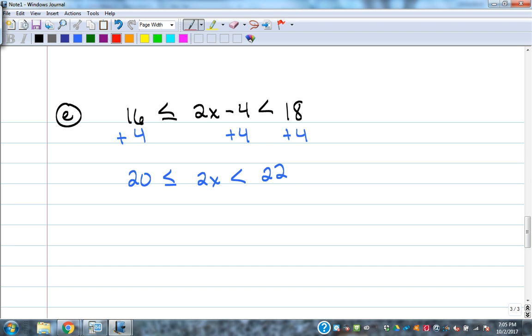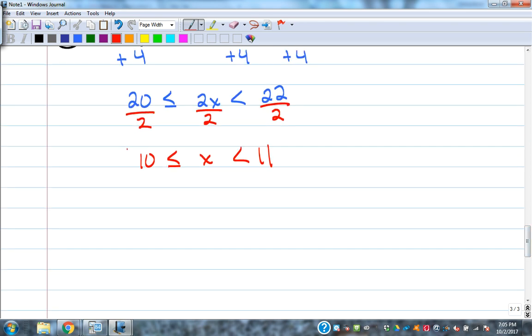Last step: divide by 2. 10 less than or equal to x less than 11. That's pretty easy to do set notation with.